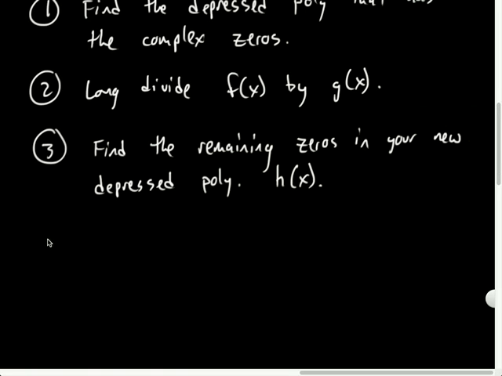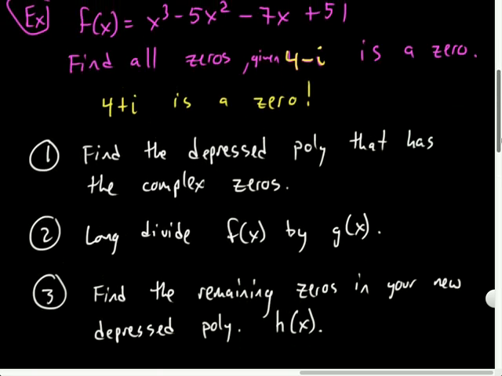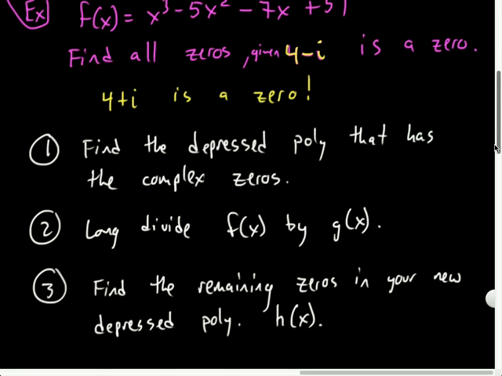So here, let's find the new depressed polynomial. So if 4 plus i and 4 minus i are zeros, now guys, what about this?